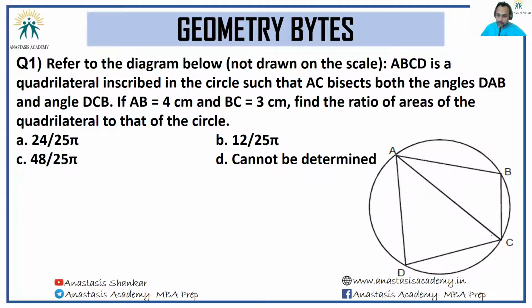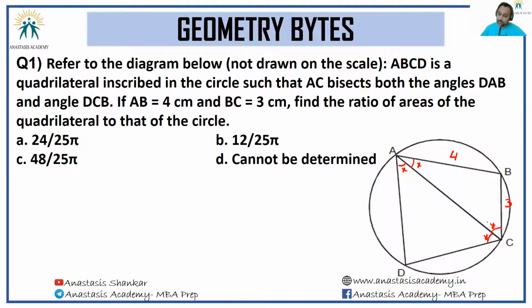DAB and DCB. So this is Y. This is also Y. And this is X. This is also X. Okay. If AB is 4 and BC is 3, find the ratio of the area of the quadrilateral to that of the circle. Okay. First thing you need to notice is A and C are opposite angles of a cyclic quadrilateral.